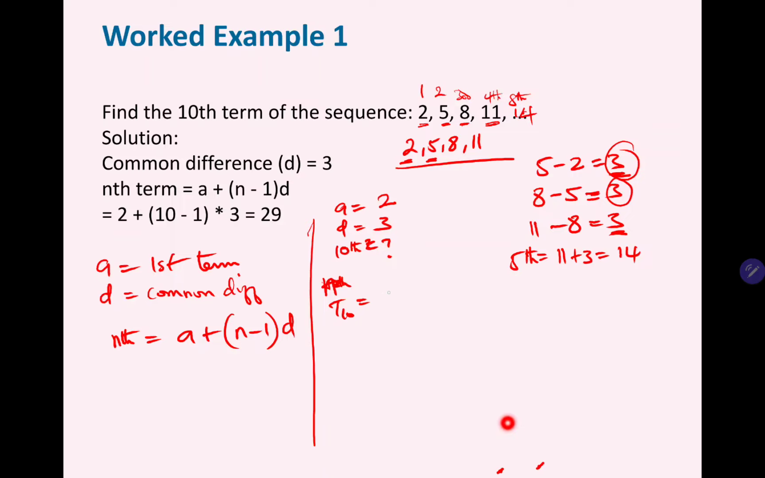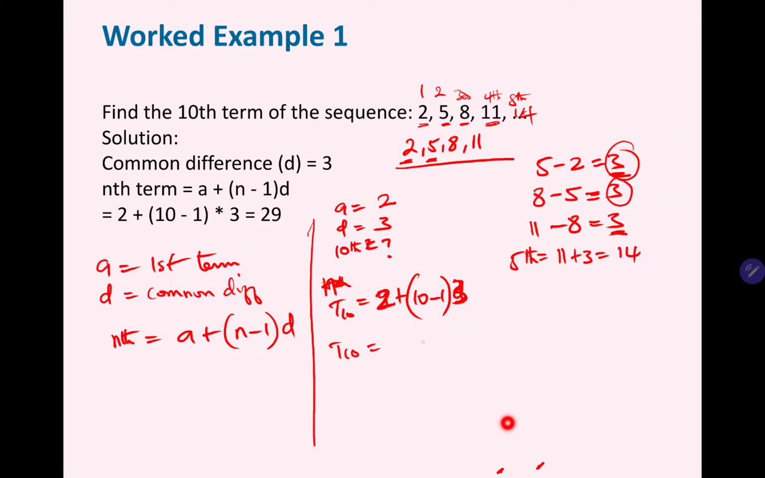The first term is what? A. A is, the first term is 2. 2 plus n minus 1, which is 10 minus 1, multiplied by d, and d is what? The common difference, which is 3.